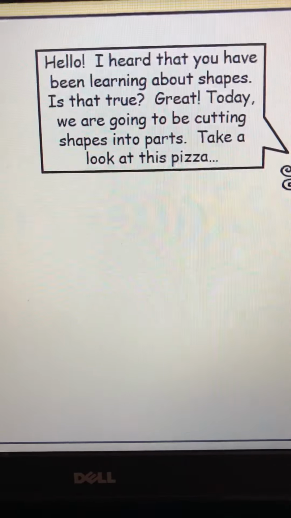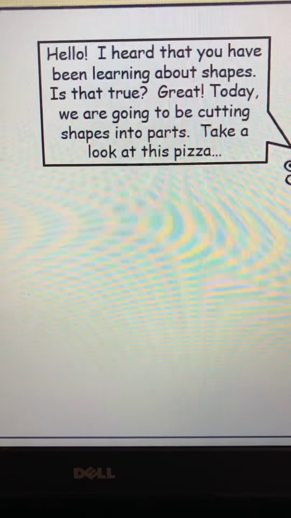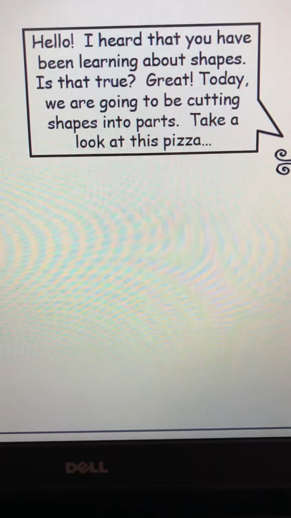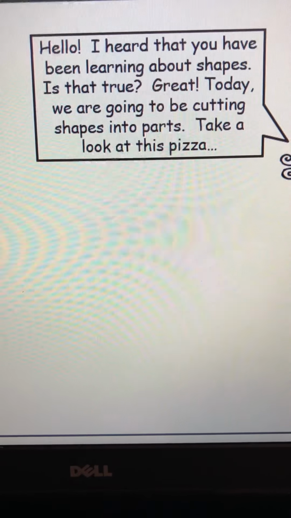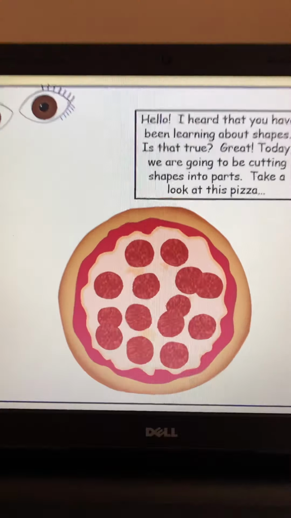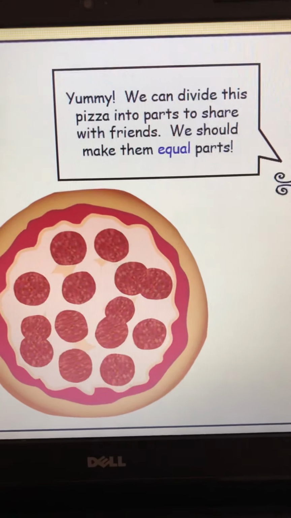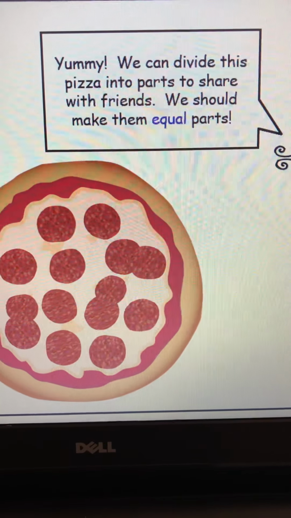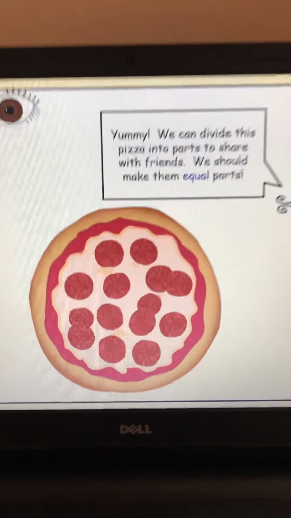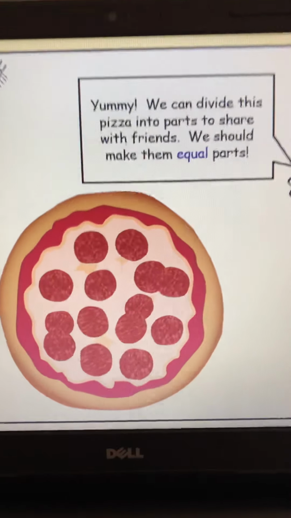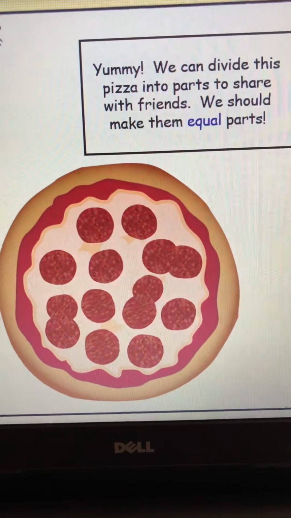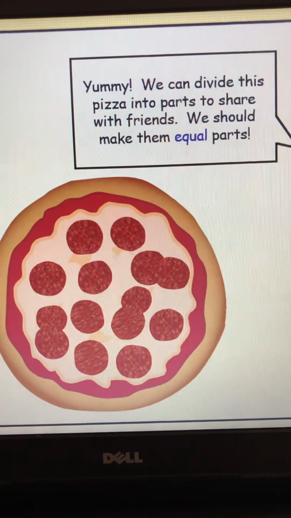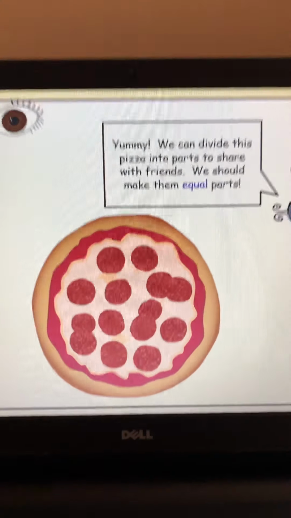Hello, I heard that you have been learning about shapes. Is that true? Great. Today we're going to be cutting shapes into parts. Take a look at this pizza. Yummy. We can divide this pizza into parts to share with friends. We should make them equal parts. So think about if you were sharing it with friends and you all wanted the same amount, you would have to cut them equally so everyone got the same sized piece.